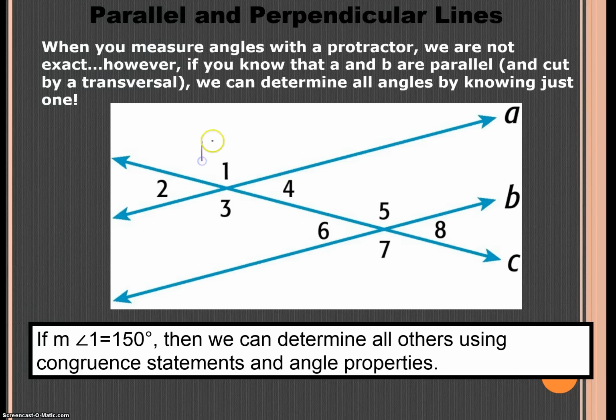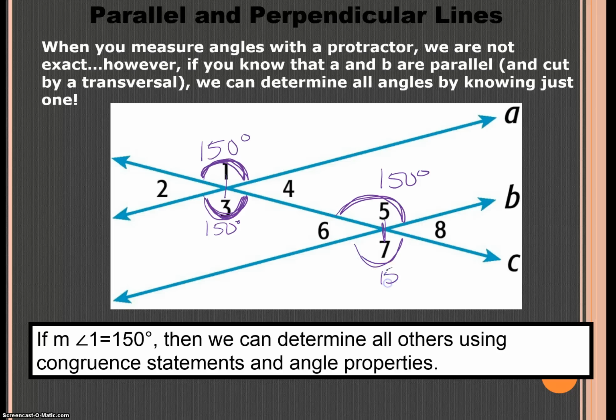So if measure of angle 1, that's this guy here, is 150 degrees, right away you can see that angle 1 is obtuse. So you look for any other obtuse angle. I'm going to go with a vertical angle because vertical angles are congruent. So I would know 3 is also 150 degrees. Look for another obtuse, or you can say, oh, this is an interior angle. Its opposite interior is congruent. So that means 5 is 150 degrees. And then right across from that is 7. They're vertical angles, and vertical angles are congruent. And then 7 and 1 are alternate exterior angles, so they're also congruent.